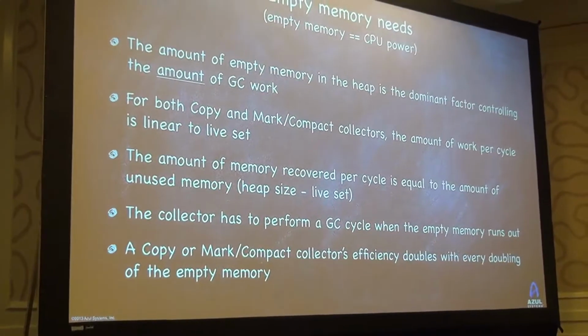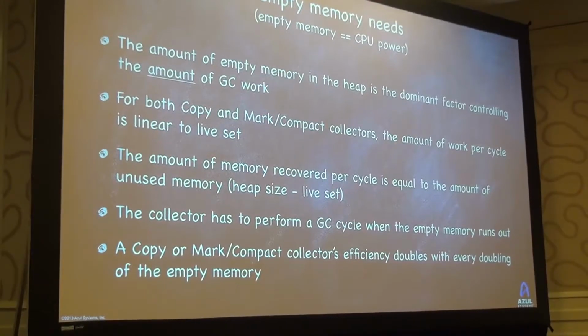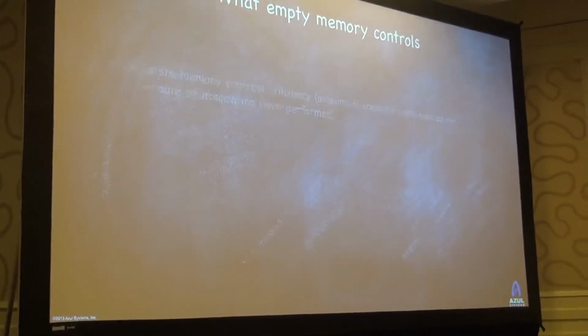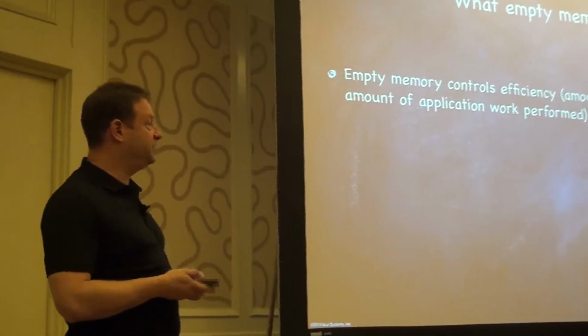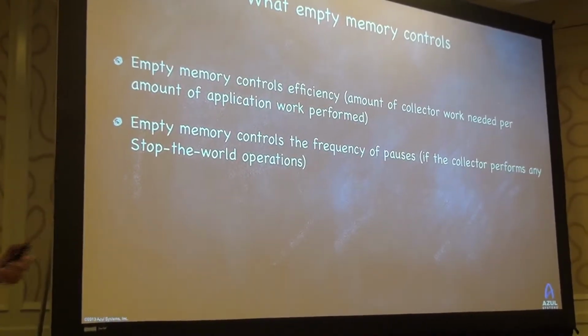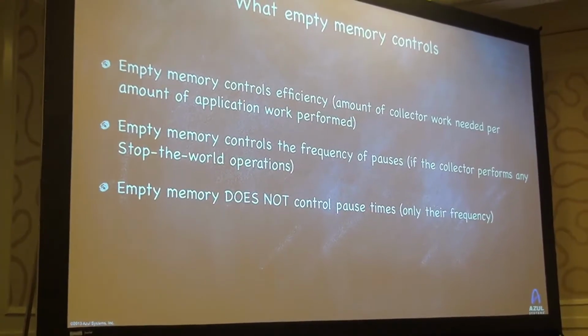A copy or mark compact collector has this quality, a mark sweep compact does not, because of the complexity issues. Now, what do you control with this? Well, you control efficiency. And you control the frequency of pauses, because the more empty memory I have, the less often the pause will happen. However, you do not control the size of the pauses with this.